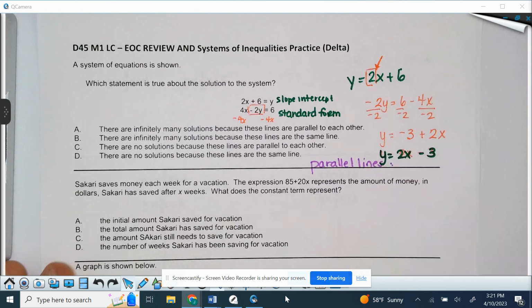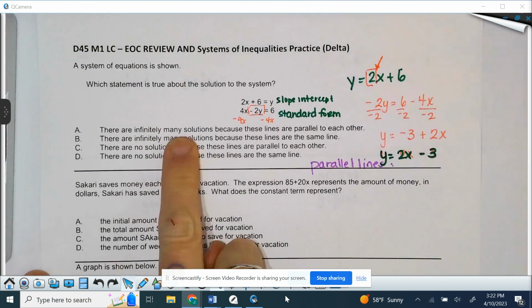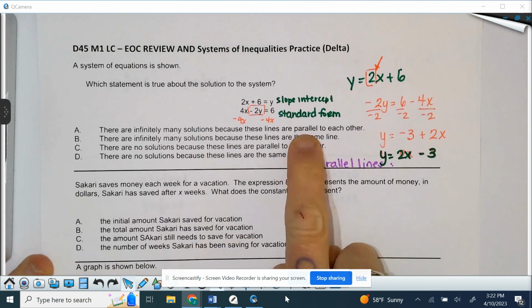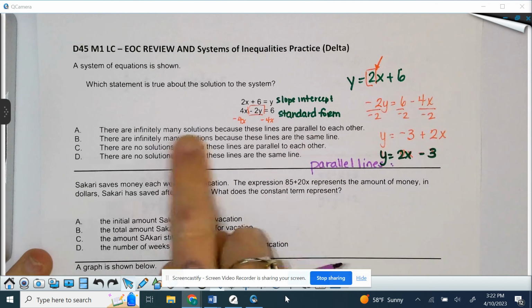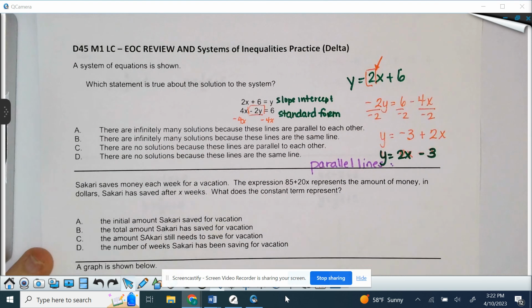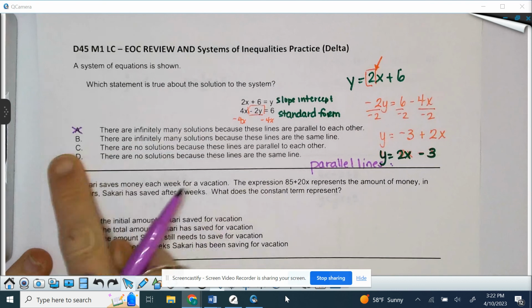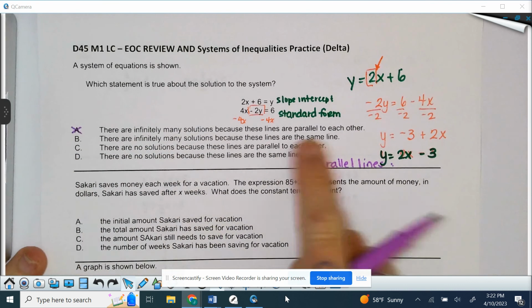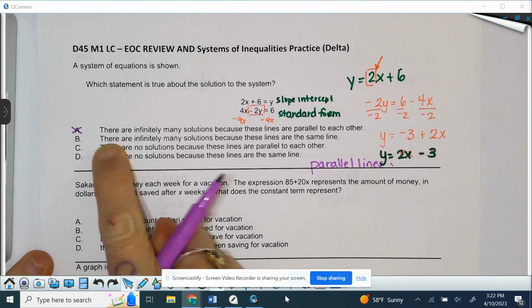And we know the definition of parallel lines means that they are never going to touch, right? So never touch. Infinitely many solutions, because they're parallel, does not make sense because they are never going to touch. Infinite means they touch every single dot, it's going to be the same. So A's off. Infinitely many solutions because the lines are the same, that would be a true statement. It just doesn't apply here.